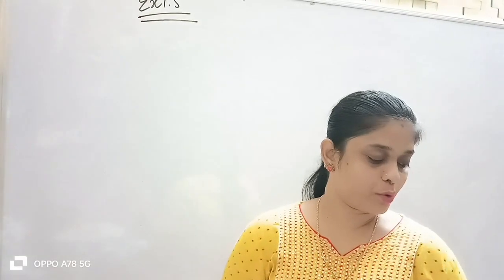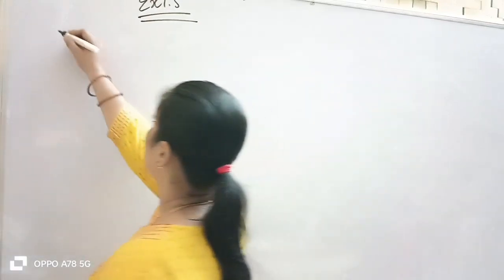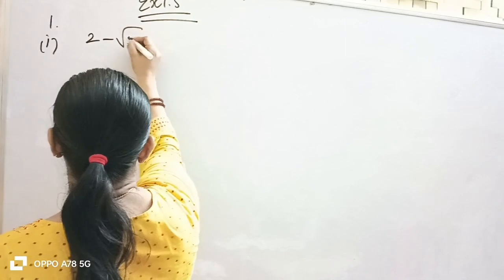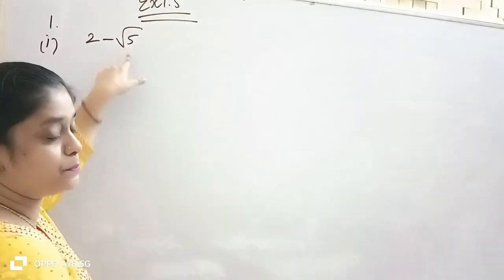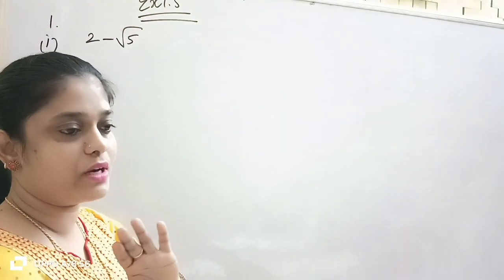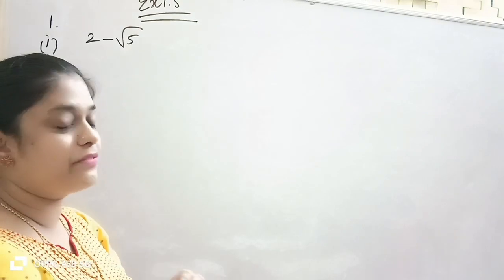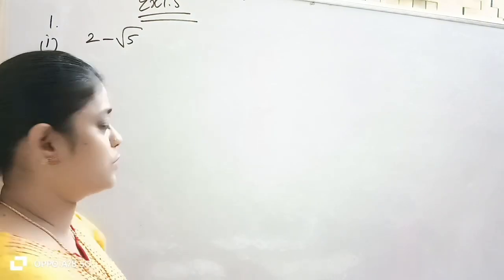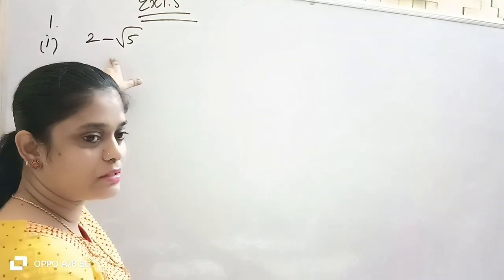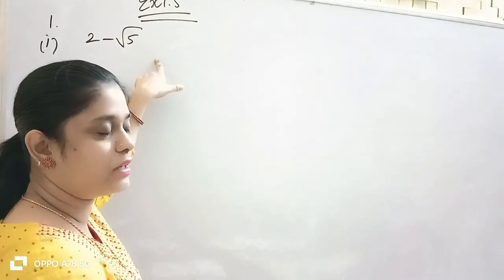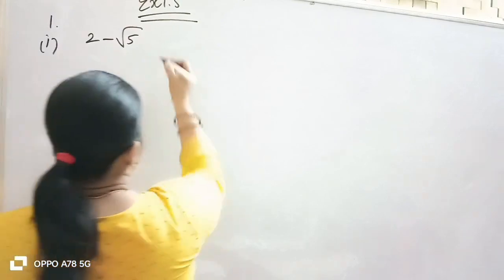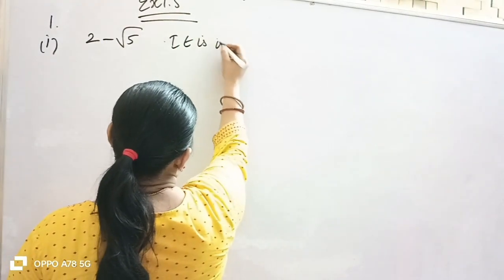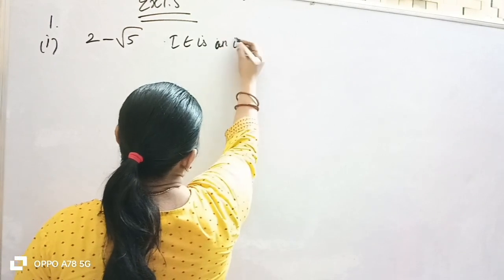So in exercise 1.5, first sum: it is 2 minus root 5. So look at the final step, after simplifying, whether it is rational or irrational. If a root number is in the final step, it's irrational. If a root number is not in the final step, it's rational. So this cannot be simplified, because this is a normal number; it is irrational. We cannot merge this. So it is an irrational number.